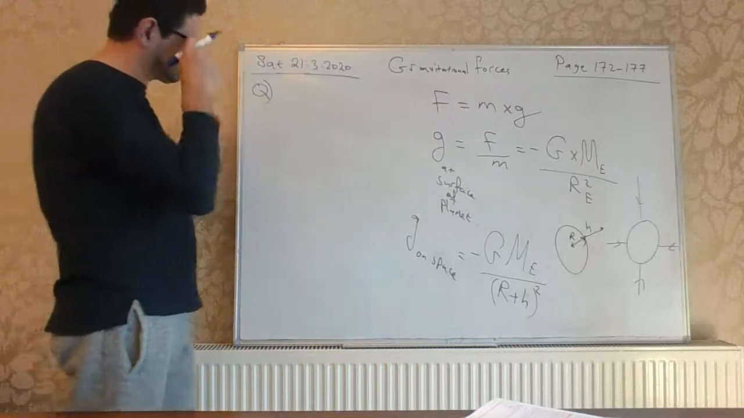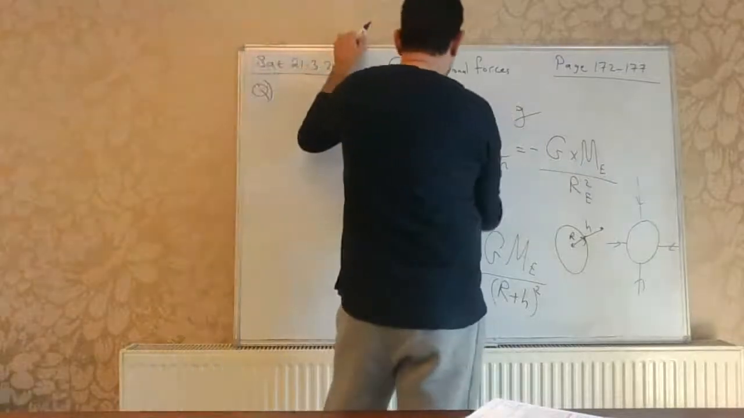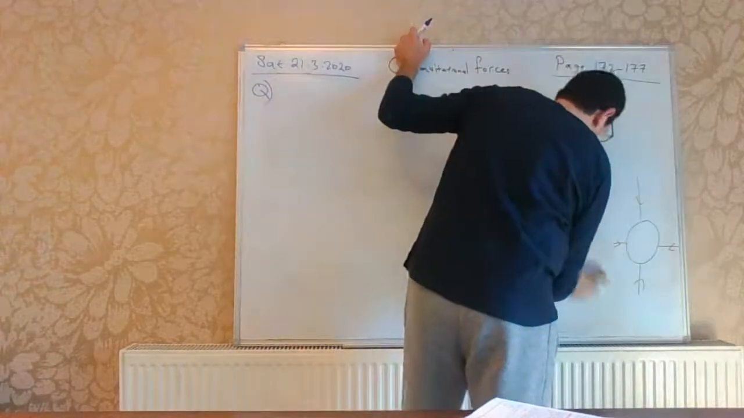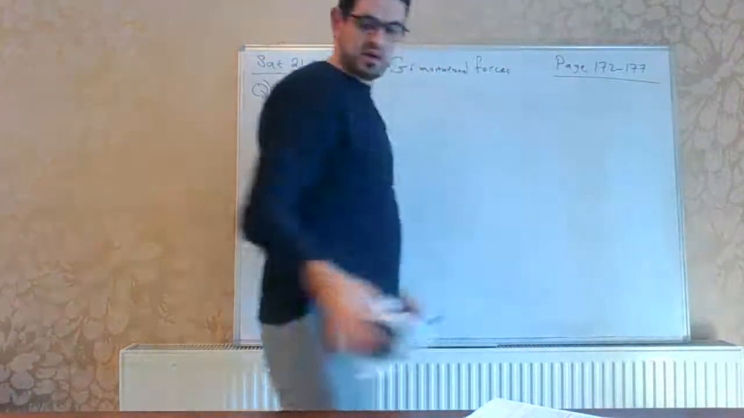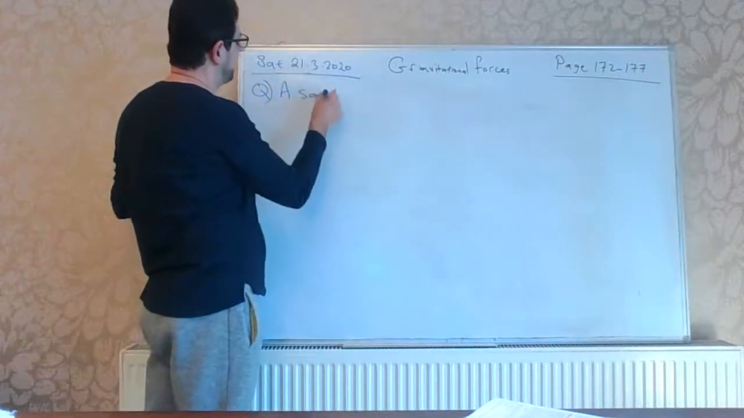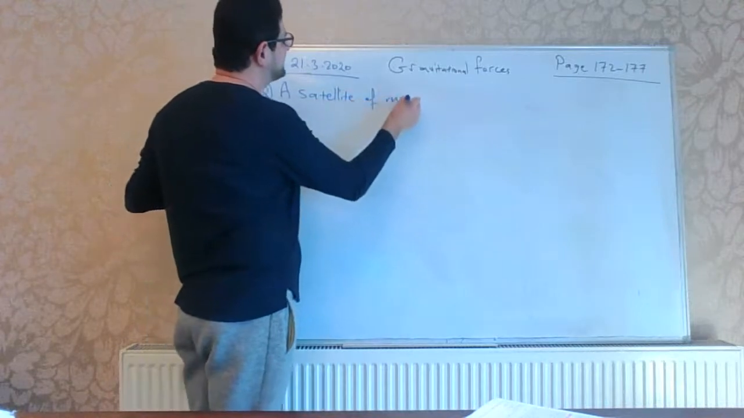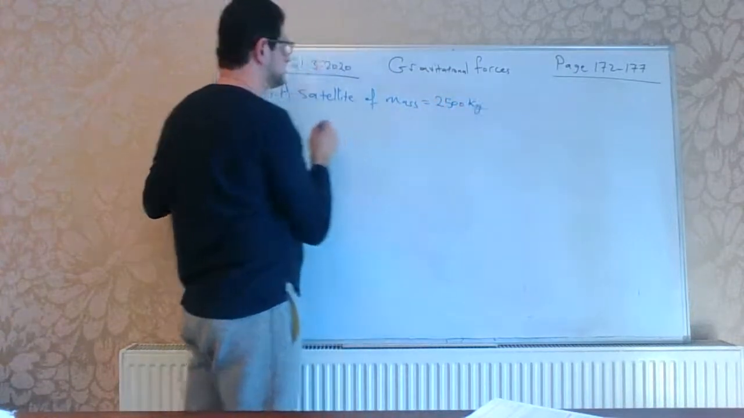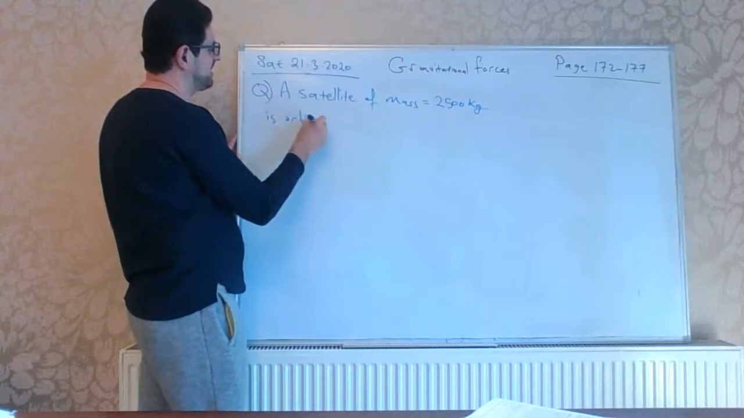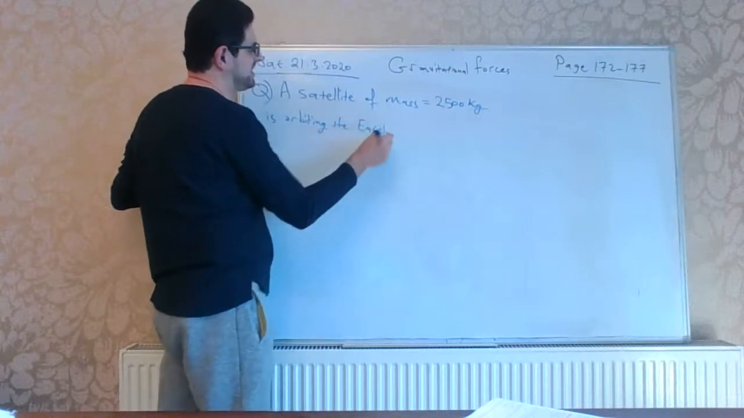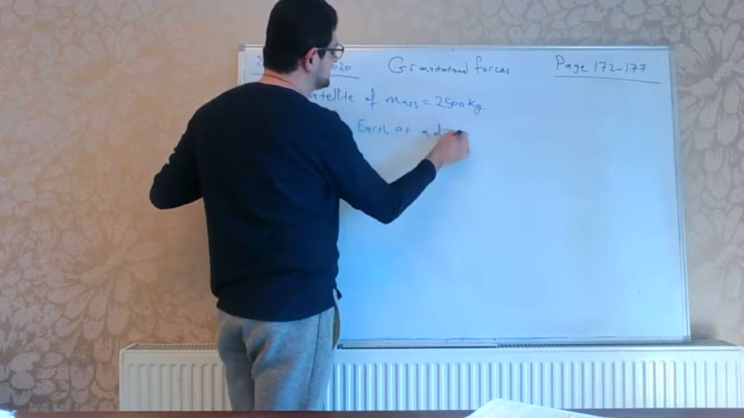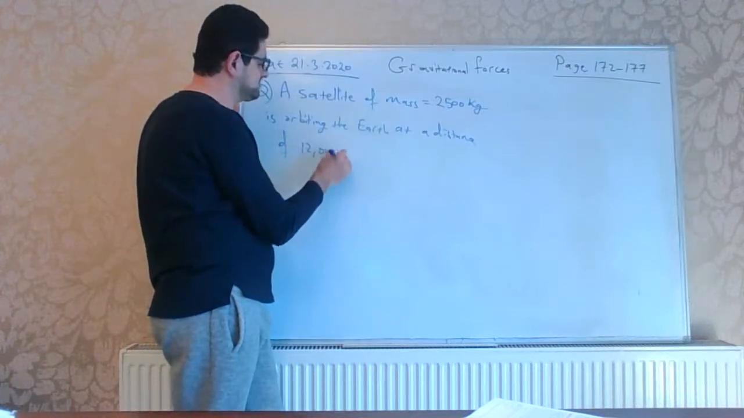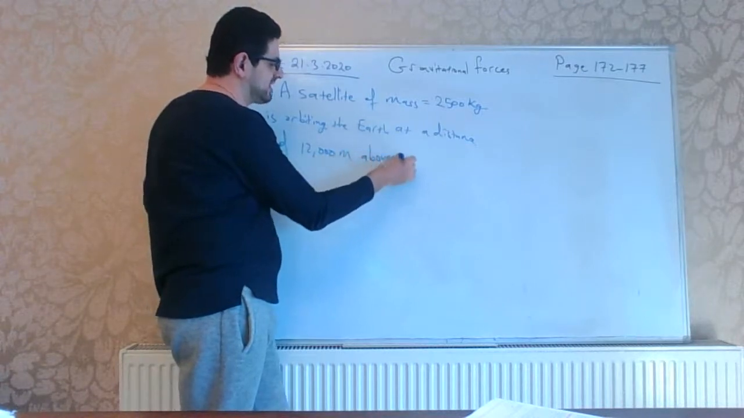Let's say a satellite of mass, let's say, equal 2,500 kilograms, is orbiting the Earth at a distance of 12,000 meters above its surface.